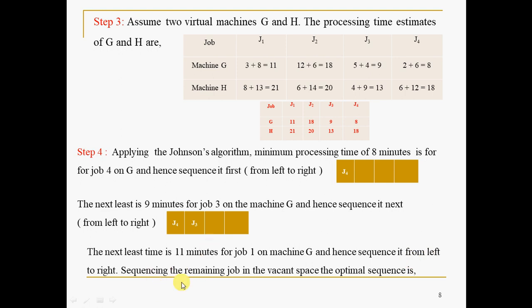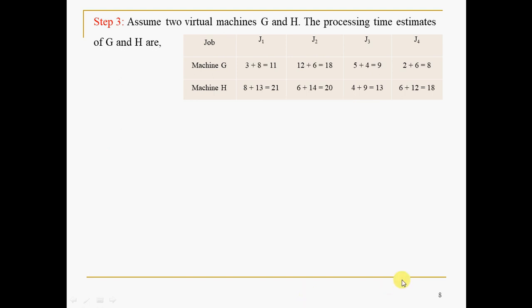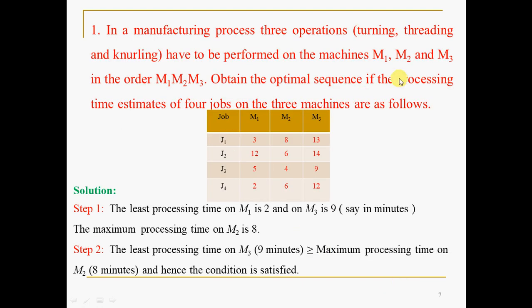And of course the remaining job you have to sequence. Here you write J1, and the remaining job, that is J2, you fill in the vacant space, so that you get the optimal sequence as J4, J3, J1 and J2. Please note that as per the problem, you are supposed to determine only the optimal sequence, so there is no need to find the total elapsed time or idle time estimates.